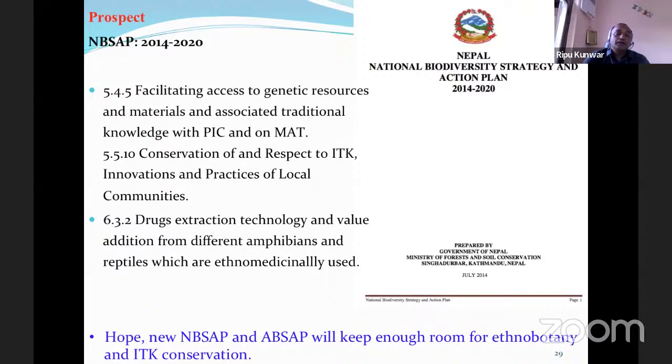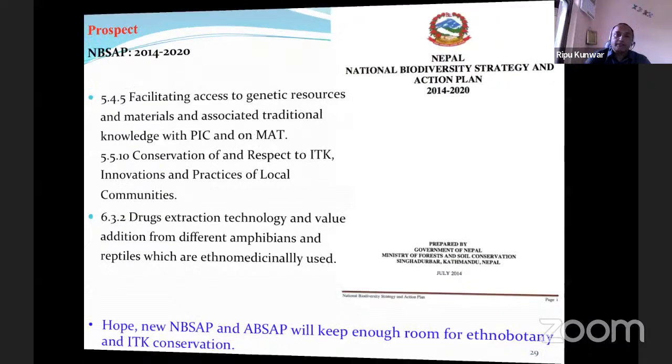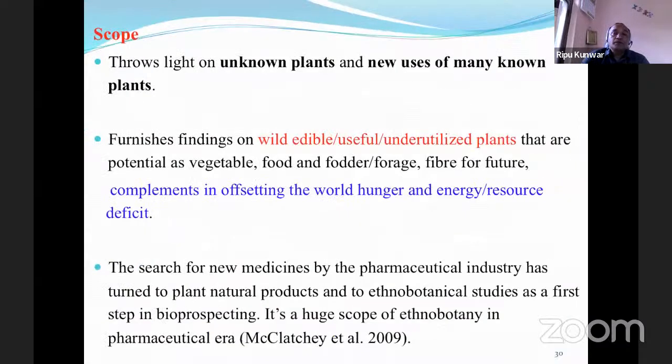I hope the renewed NBSAP, and then the Access and Benefit Sharing action plan, which will also come up very soon, will keep enough room for ethnobotany and its conservation. So I am going to conclude this presentation.